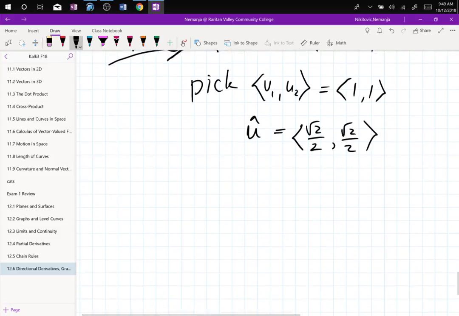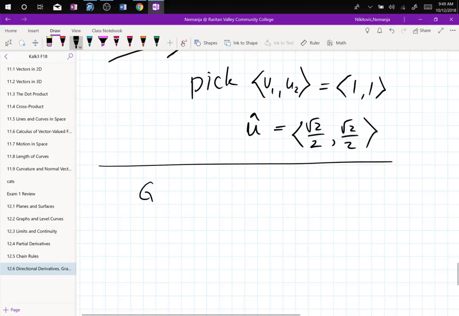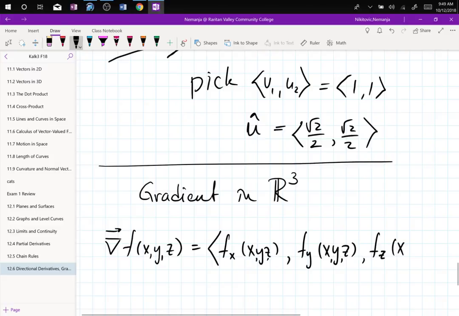So gradient in R3 is going to be del f of x, y, z, with f_x of x, y, z, comma f_y of x, y, z, comma f_z of x, y, z.